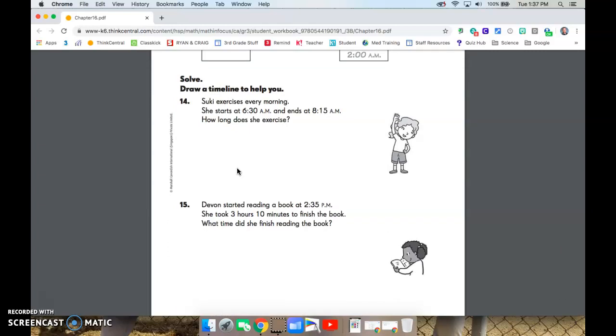Suki exercises every morning. Good for you. She starts at 6:30 a.m. and ends at 8:15 a.m. How long does she exercise?